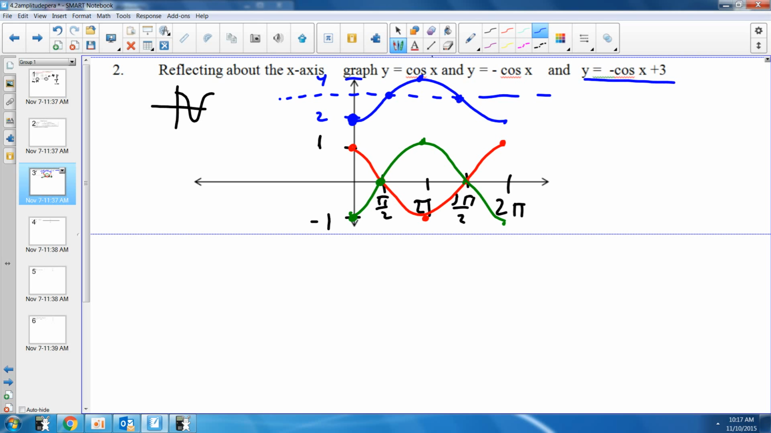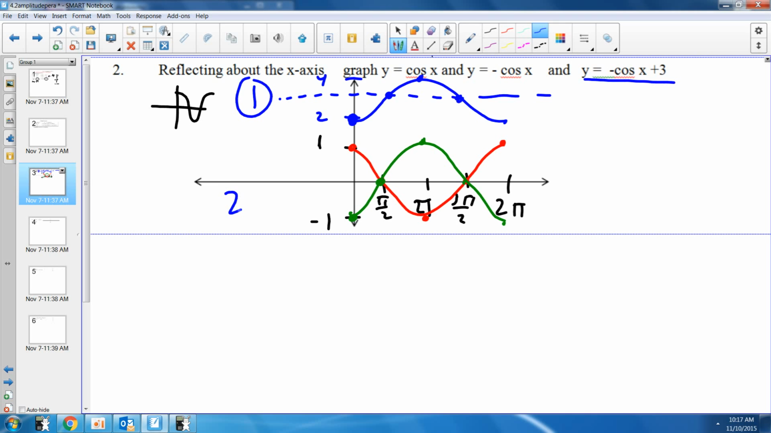And I'm going to connect those, and that would be my y equals negative cosine x plus 3. That's one way to graph that. Another way to graph that, which I will allow in this class, is that if you notice what these new points are, the min and the max, then you can adjust them on this scale and just call it good in terms of that graph. So for example, this would be one way to do it.